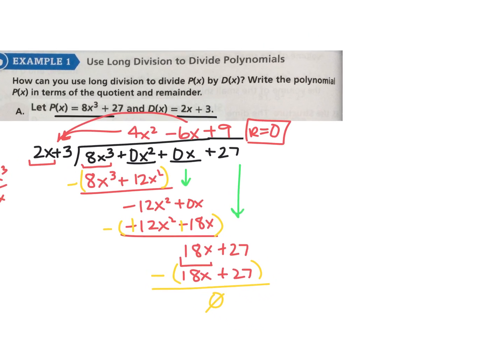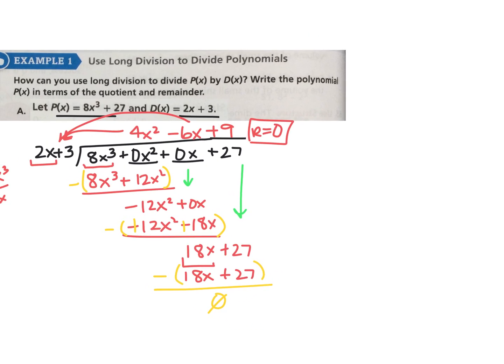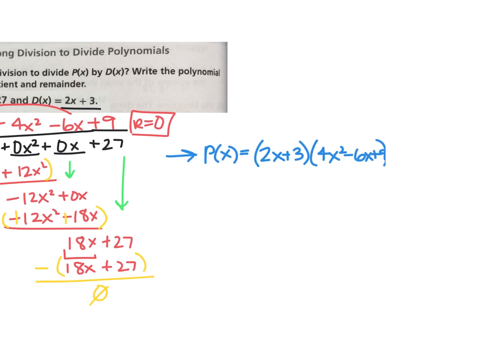And so one of the ways we can write our answer then is as a multiplication problem plus a remainder. So I can say that this p of x term, or the 8x to the third plus 27, equals 2x plus 3 times this solution I got for the division, 4x squared minus 6x plus 9. Ooh, running out of room. And then plus a remainder of 0 because there's 0 left over there.